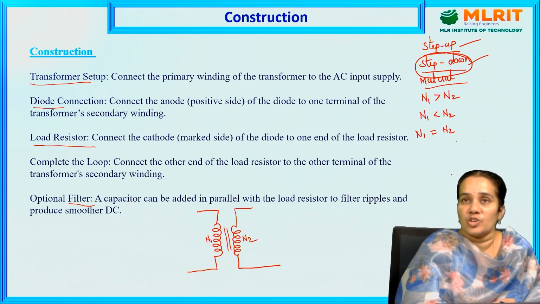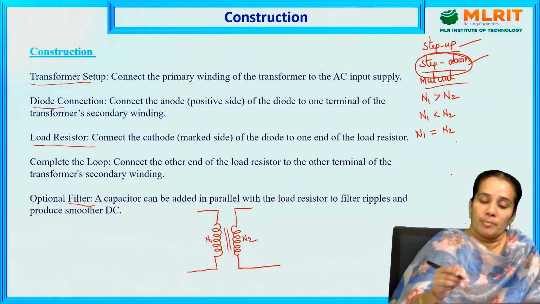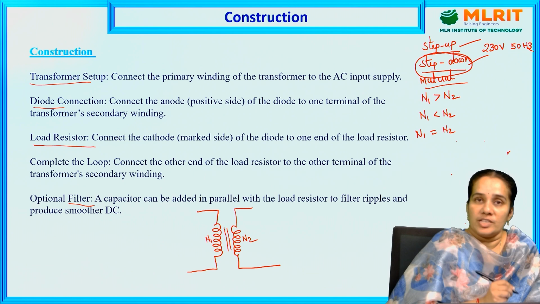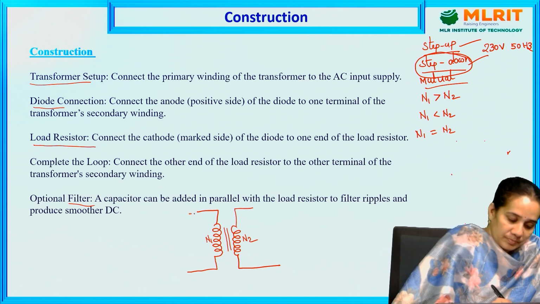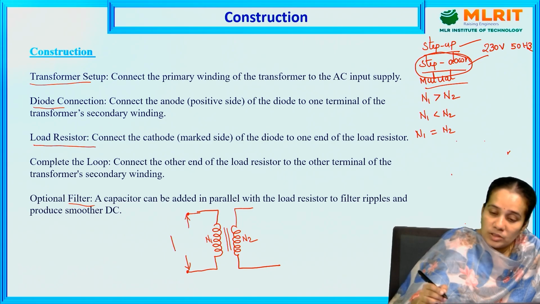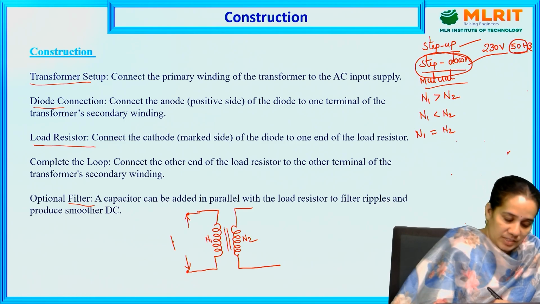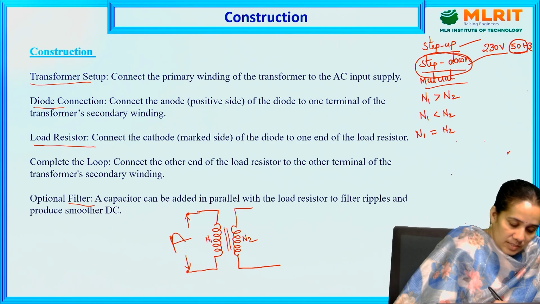Why are we taking the step down transformer? Because we have to reduce the output voltage. For example, for household applications, what is the voltage? 230 volts, 50 Hz. This input is given to the transformer. What is meant by AC voltage? It contains both amplitude and frequency. 50 Hz is the frequency. So this is the input.